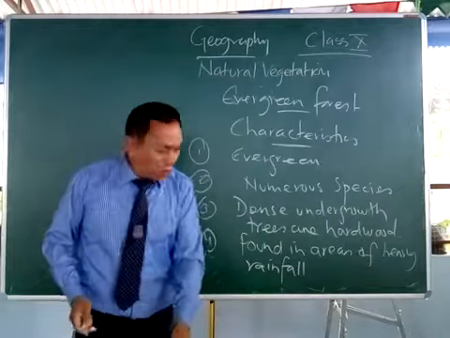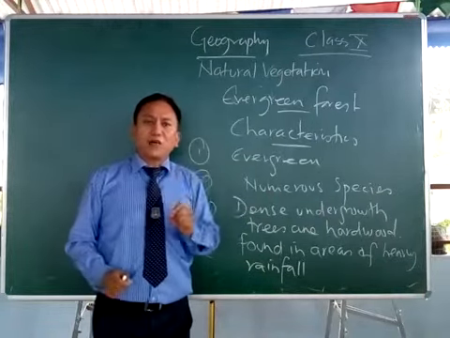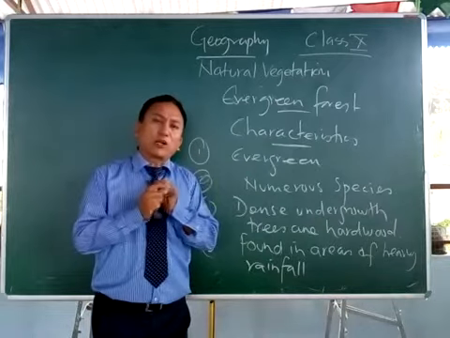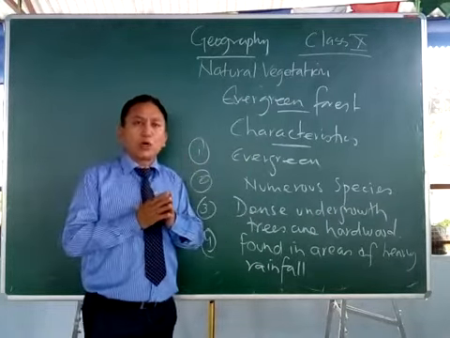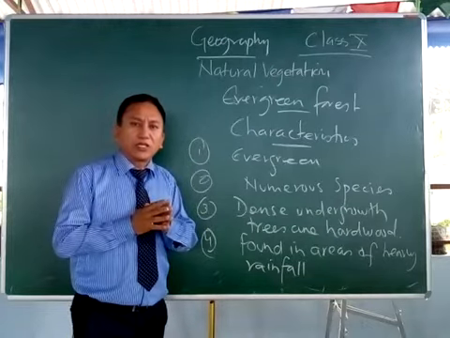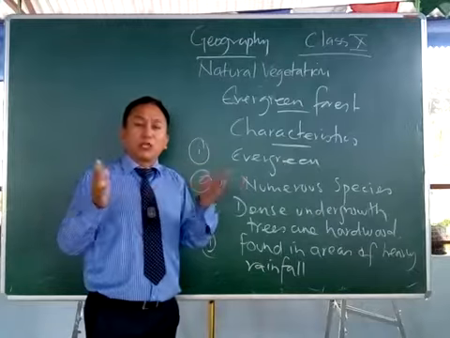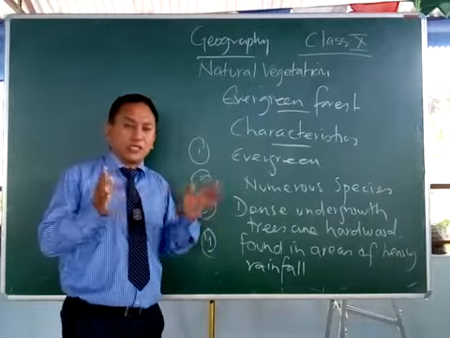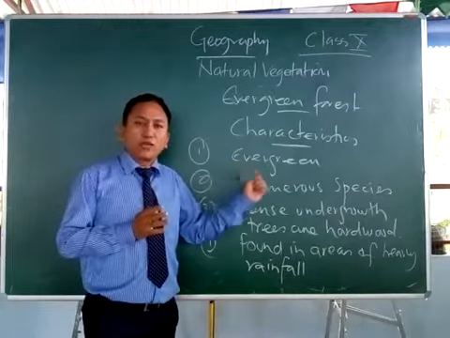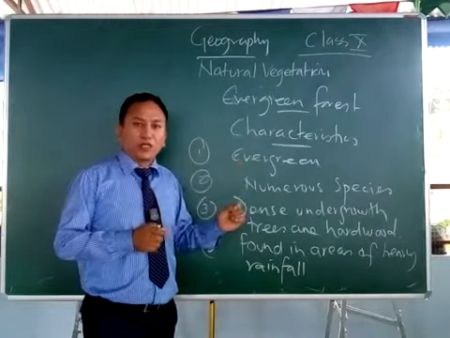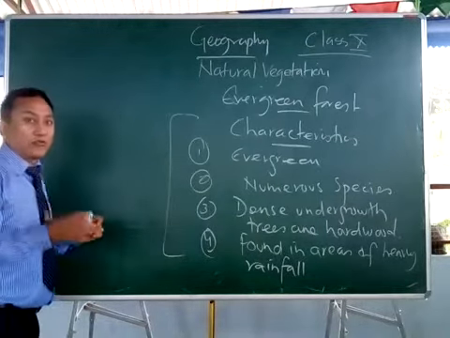Okay, now where are these forests found? The evergreen forests are found in the western part of the Western Ghats, and they are found in northeast regions like the Garo, Khasi and Jaintia Hills. Then they are also found in the Terai region, and the Andaman and Nicobar islands. And then what type of trees are found in the evergreen forest? We have trees like rosewood.